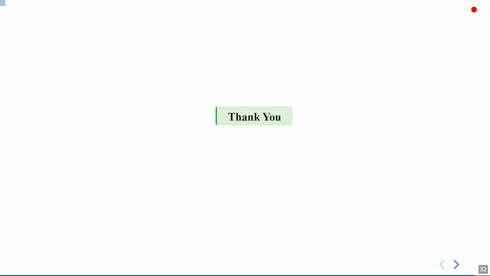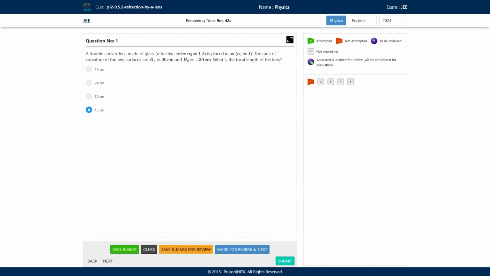So thank you. This is all about today's lecture, but we have to do the DPP. A double convex lens made of glass, refractive index n2 = 1.5, placed in air, n1 = 1. The radius of curvature is given, R1 = 20 cm and R2 = minus 30 cm. So solve it fast and tell me the answer. Use the lens maker's formula and find the focal length of the lens. So I am marking randomly.